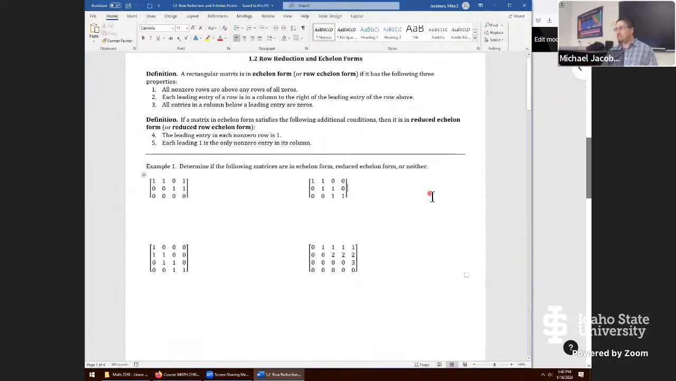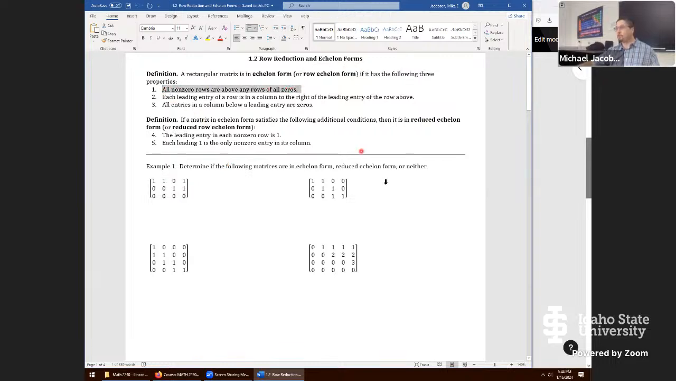So here's our new set of definitions. Lots of reading here, but all this again came directly out of the book, so you shouldn't necessarily feel like you have to take down notes on any of this kind of material. It says here, a rectangular matrix is in echelon form or row echelon form as long as it has three different properties. So let's take a look at these, and we'll focus on this one to start as we run through the definitions.